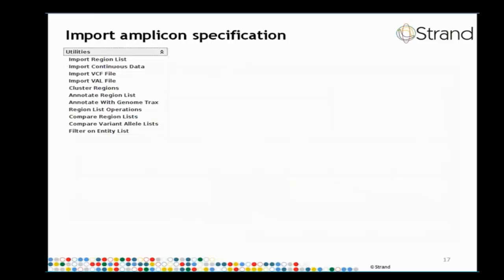But what we would do more naturally is to simply import the amplicon specification from the bed file provided by Ion Torrent. For that, we go to the utility section of the workflow and click on the import region list workflow step.